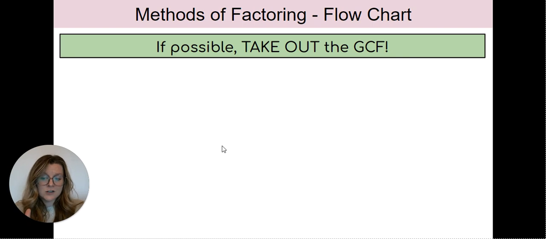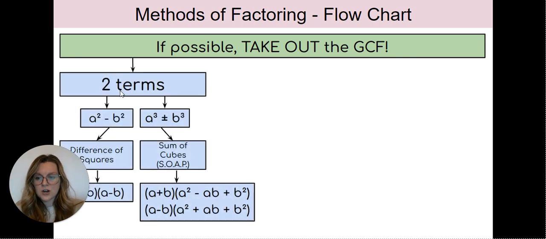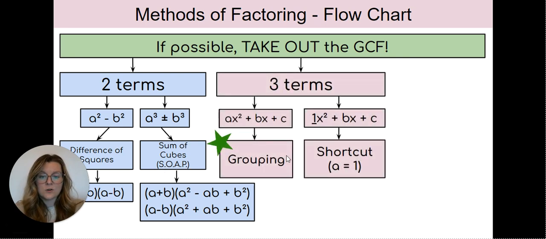And then we're going to look at how many terms. So if there's two terms, we're going to use either the difference of squares or the SOAP formula. We'll do that in another video. Today, this is where we're focusing on grouping. So when you have an x squared, an x, and a number, after you see if you can take out a greatest common factor, then we can use grouping. Grouping will work every single time.